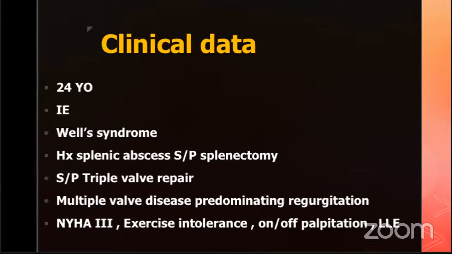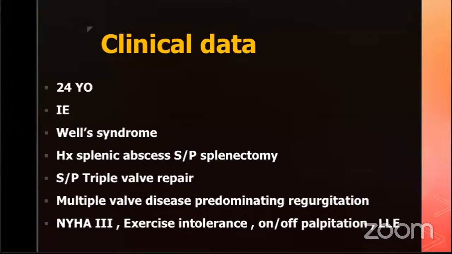I'm going to present one case here that has been done by Professor Zuhair Al-Halis, and his experience always is shining. Here we have a 24-year-old young man who is known to have recurrent culture negative infective endocarditis, hypereosinophilic Wells syndrome, which is kind of an allergy syndrome, recurrent splenic abscess, status post splenectomy, and multiple valve disease predominantly regurgitation. The patient was not diabetic, had no previous myocardial infarction, no previous cerebrovascular accident, no impaired renal function, no peripheral vascular disease, not hypertensive, not a smoker.